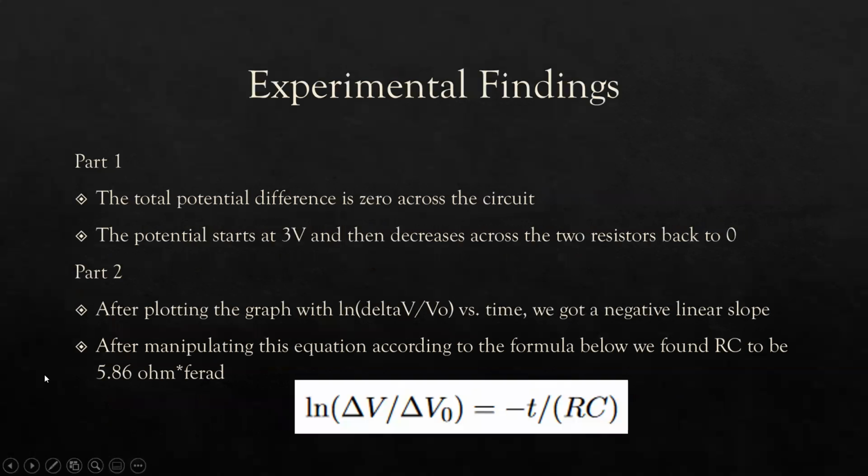Here are my experimental findings. For the first part, I found the potential difference to be 0 across the circuit. The potential started at 3 volts and then decreased across the two resistors back to 0.